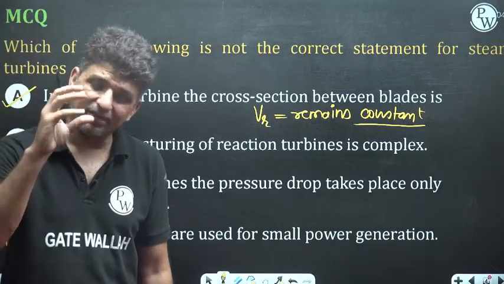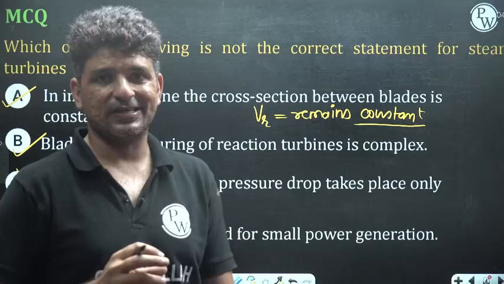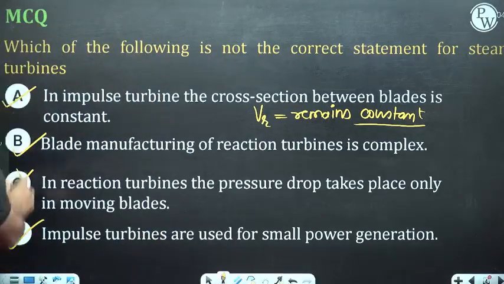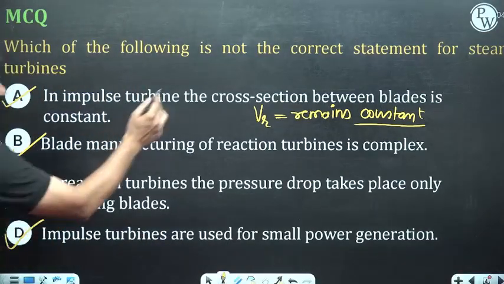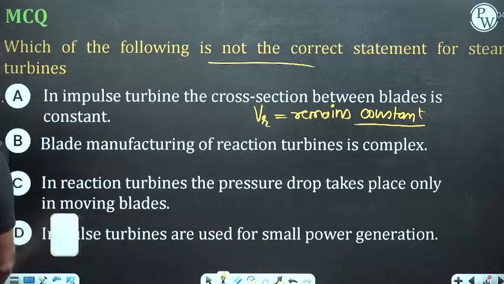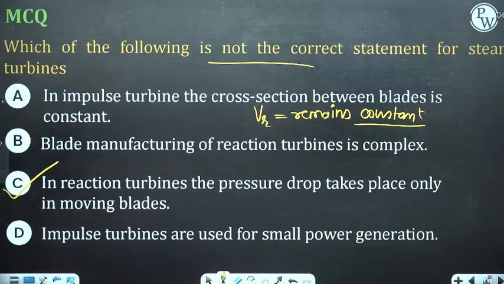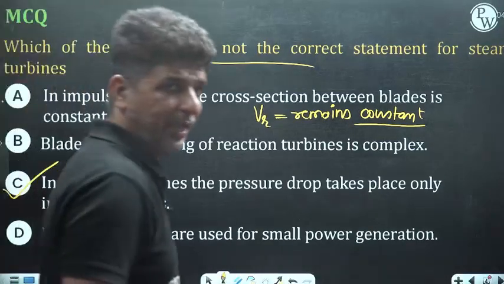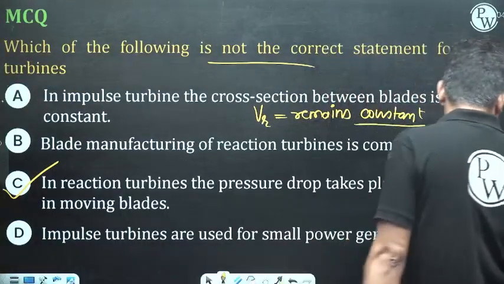So these are limited to very small installations. Okay. So now you see that these are the three correct statements. This is the wrong statement, but he is asking which is not the correct statement. So once he is asking which is not the correct statement, the answer would be your option C. Is it clear to everyone? Okay. So I hope everybody might have understood this.